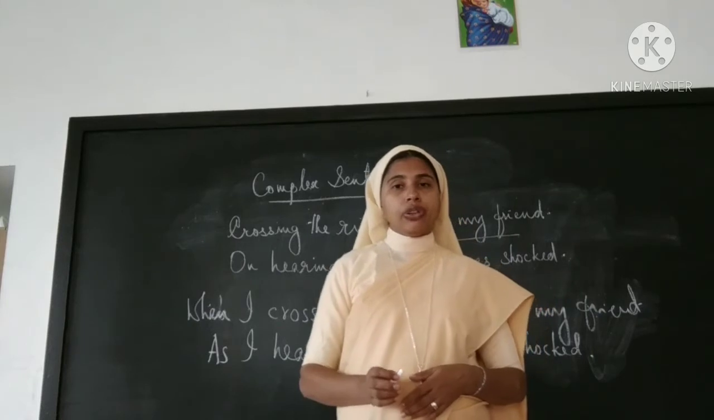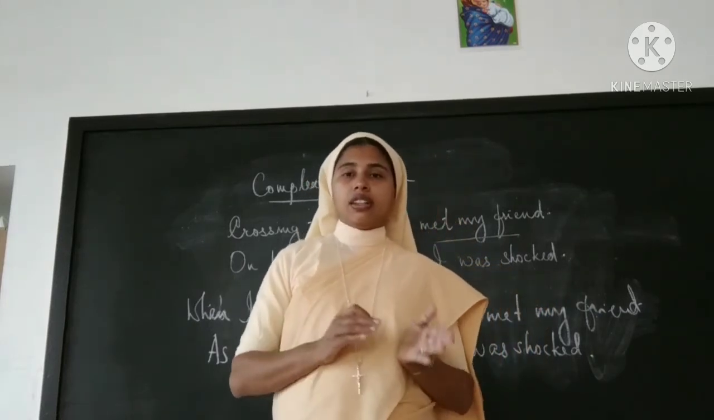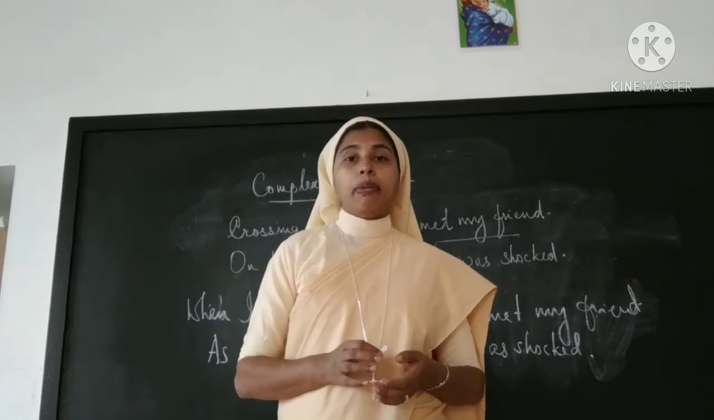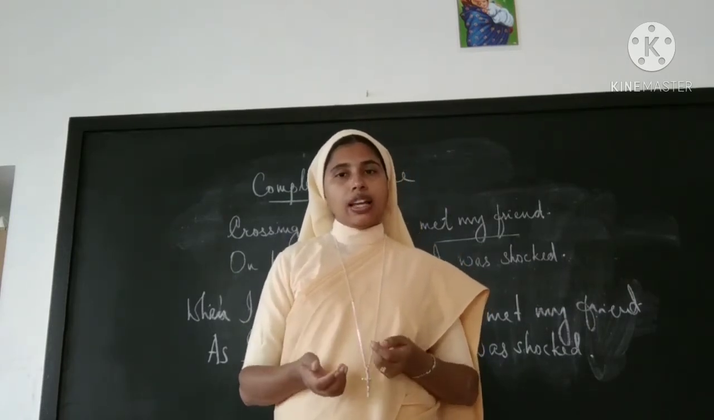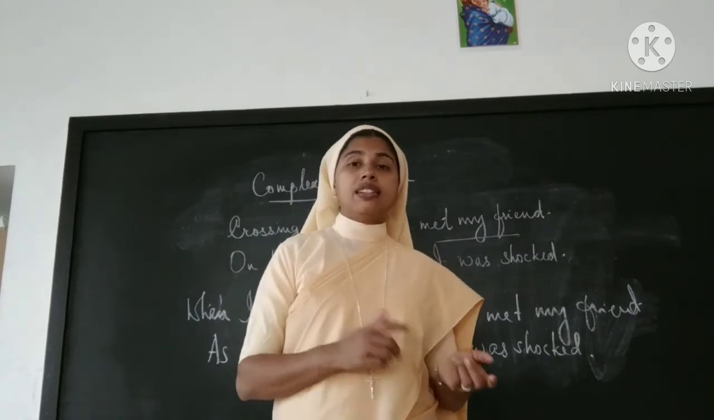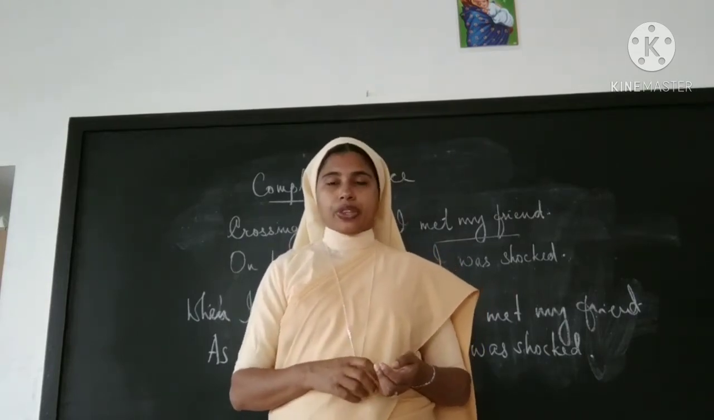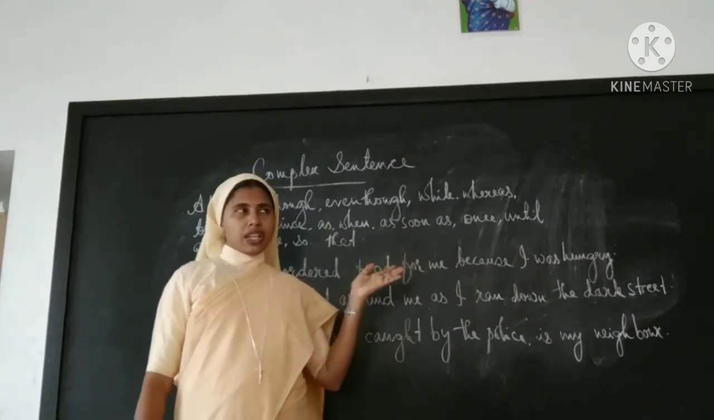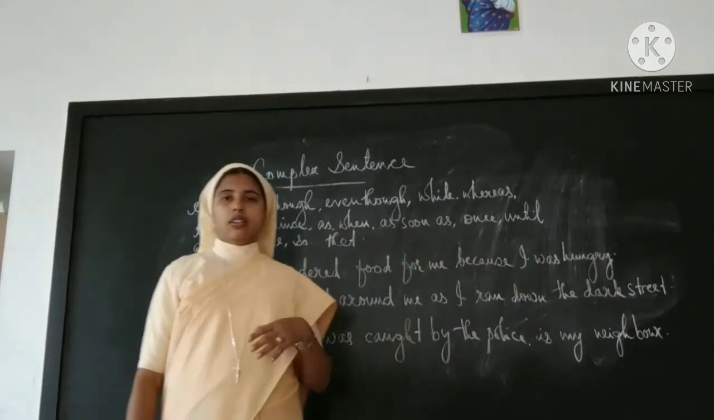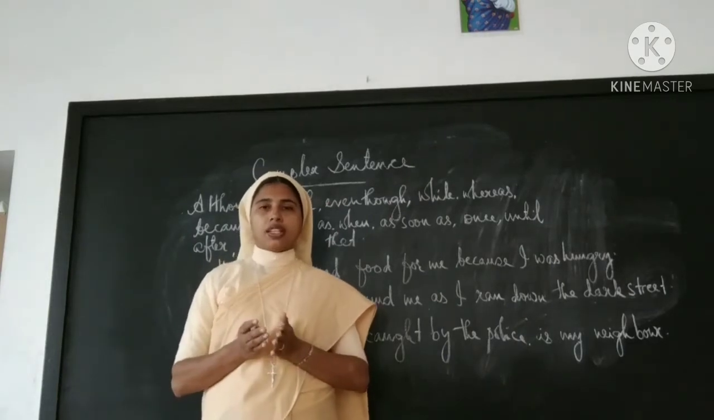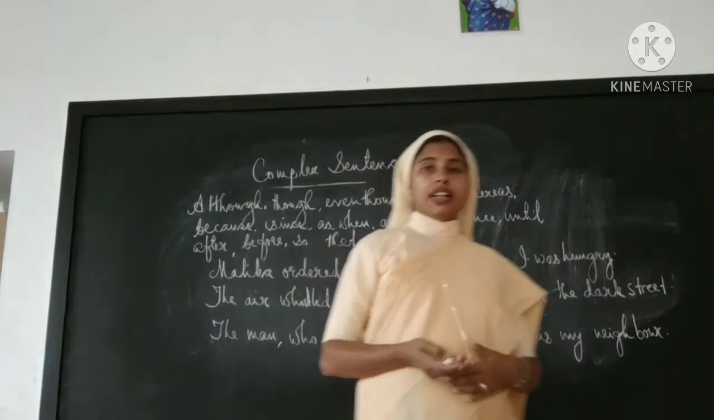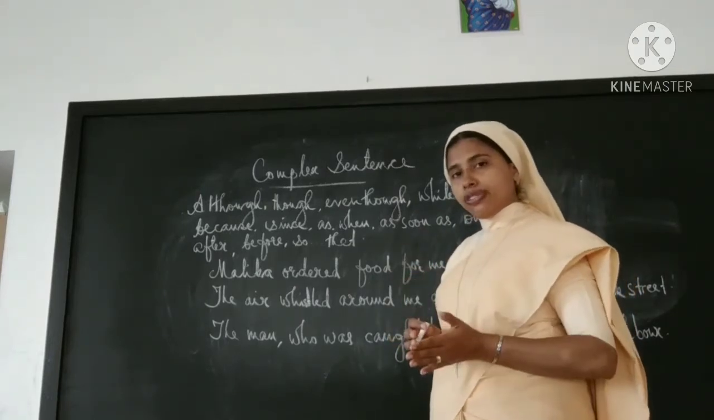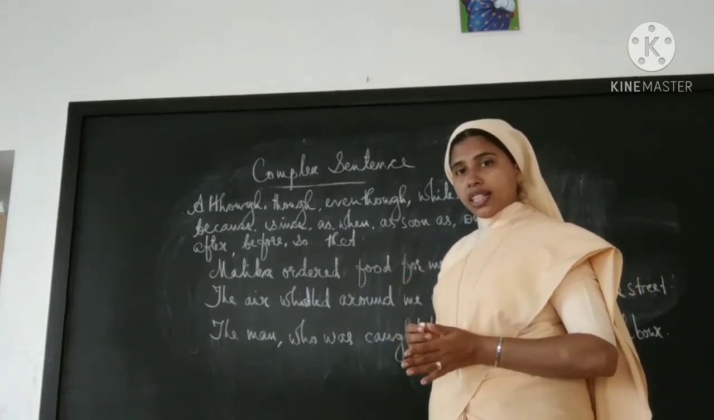The minimum requirement for a complex sentence is a subordinate clause and a main clause, or an independent clause and a dependent clause. Okay, let's analyze some more sentences. In order to make a complex sentence, or how to identify a complex sentence, a complex sentence can be formed by adding conjunctions.